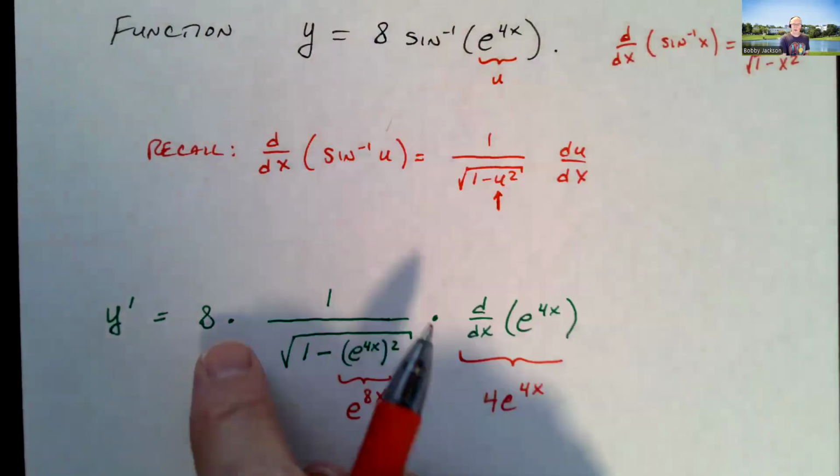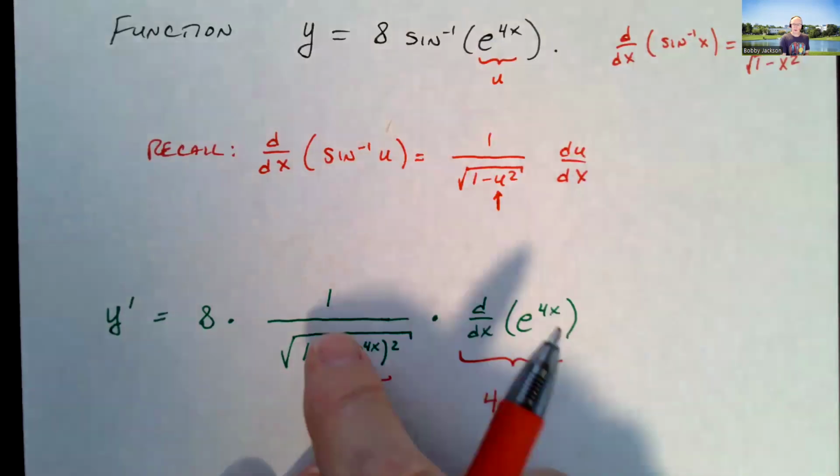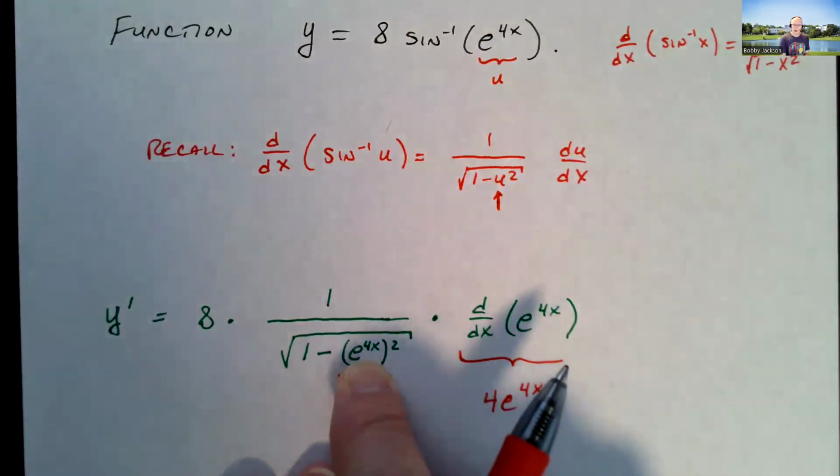8 is just a constant multiple, pull it out. And so sine inverse u is 1 over the square root of 1 minus u squared. And notice u is there, not x. U, which is e to the 4x, is being squared. Okay. And what is it?